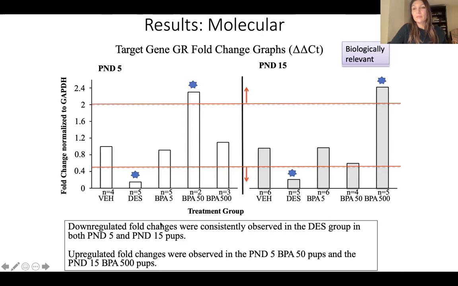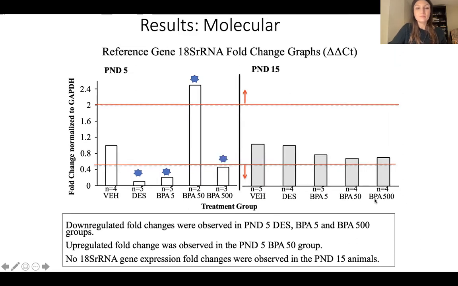And from what we learned about BPA and endocrine disruptors and how they can impact the HPA axis, this was kind of an expected outcome. And upregulated fold changes were observed in the postnatal day 5 BPA 50 pups, which is just one of my dosing groups, and the postnatal day 15 BPA 500 pups. So we're seeing different effects at different age groups and in different dosing groups as well.